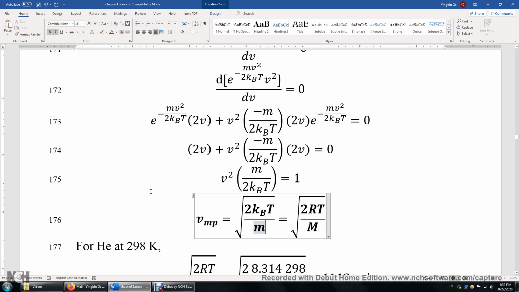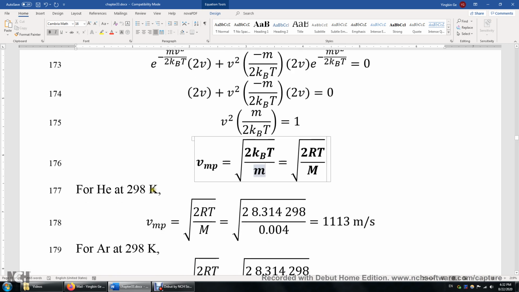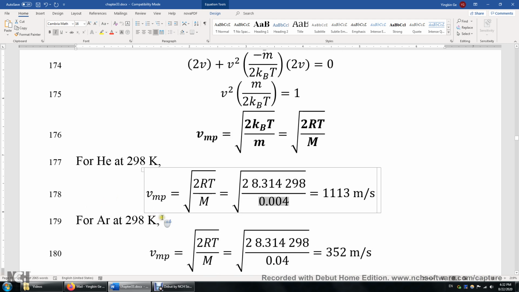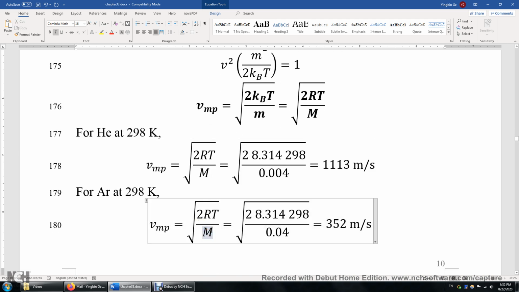Now let's use this equation for helium and argon at room temperature. The most probable speed of helium is simply the square root of 2RT over the molar mass of helium, 0.004 kilogram per mole. You get 1100 meters per second. For argon, you have a larger molar mass, therefore you have a smaller most probable speed, 350.